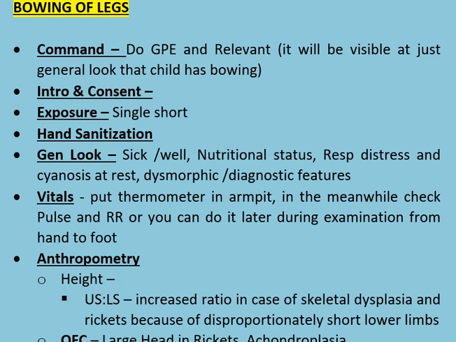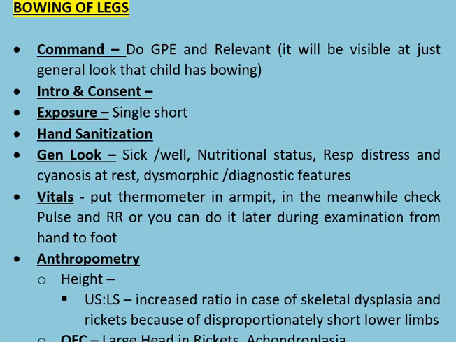Then start with the general look, whether the child is sick or well looking, his or her nutrition status, respiratory distress, and cyanosis at rest, dysmorphic and diagnostic features. Then check the vitals. Put thermometer in armpit at the start of the examination. In the meanwhile, check pulse and respiratory rate, or you can do it later during examination from hand to foot. Then from that onward, because it's a GPE, you must not forget to do the complete GPE.